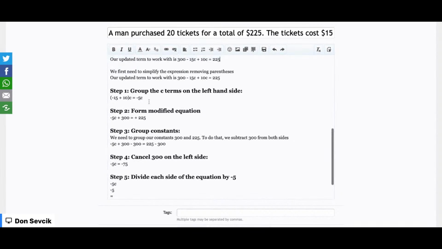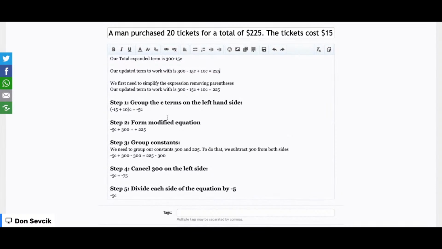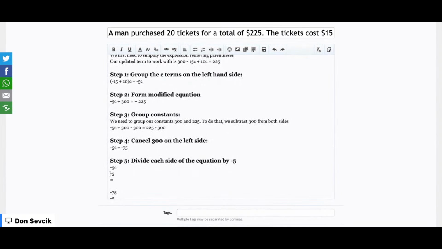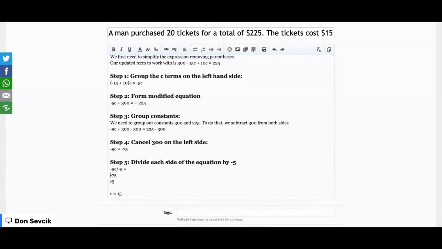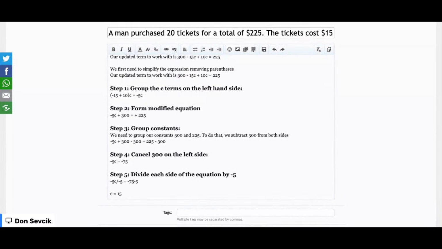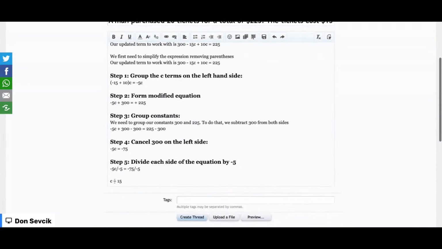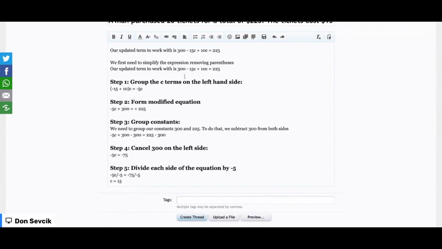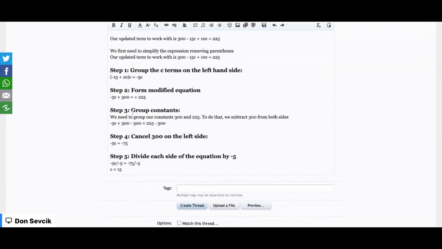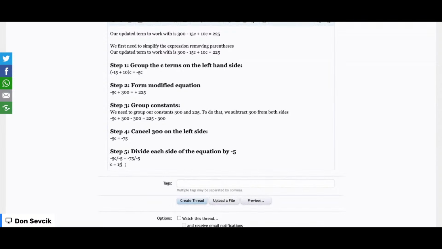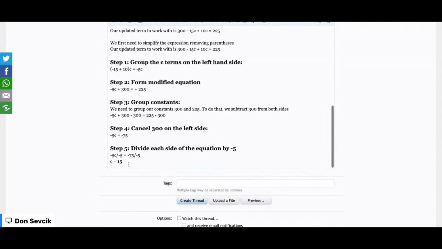Next, we want to group C terms. 5C, 300, yep. And then we do this. Gotta fix the formatting. Paste. C is 15. Okay. So as we remove the parentheses, we got a modified equation. We group our constants. We isolate C, and then we're going to get rid of the coefficients. So we divide by -5. We get C equal to 15. That is our first answer.